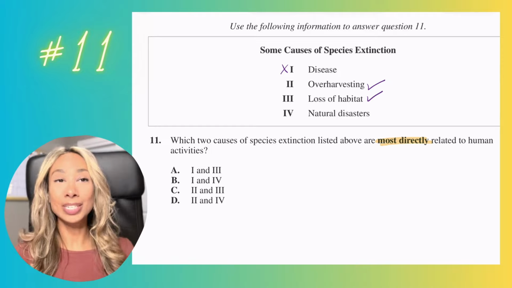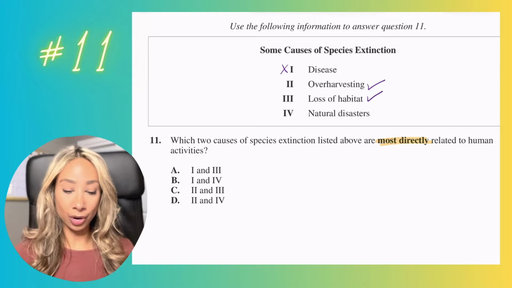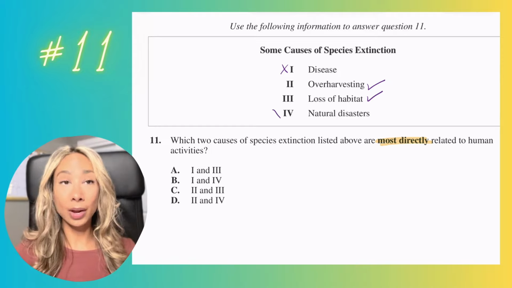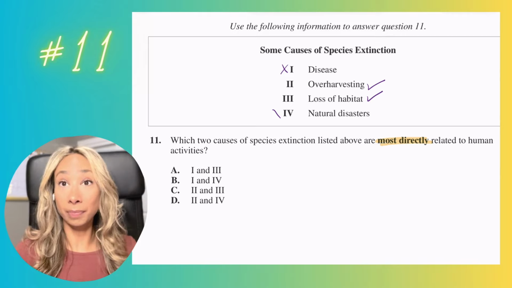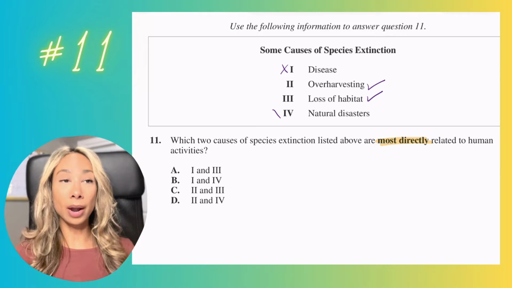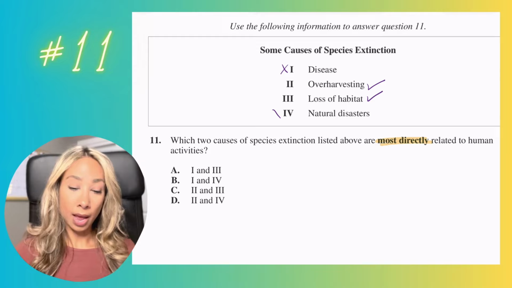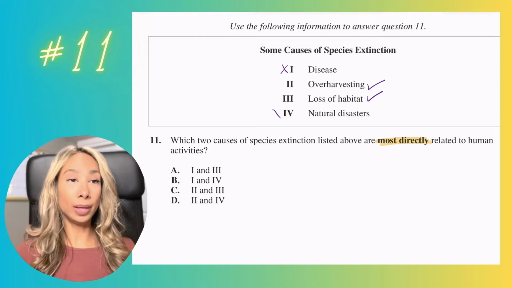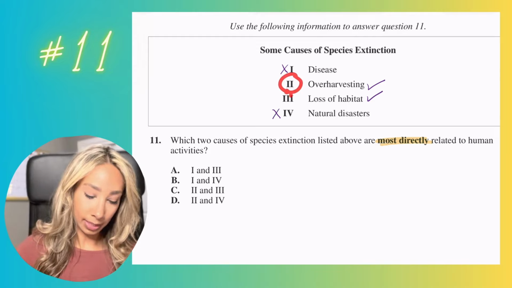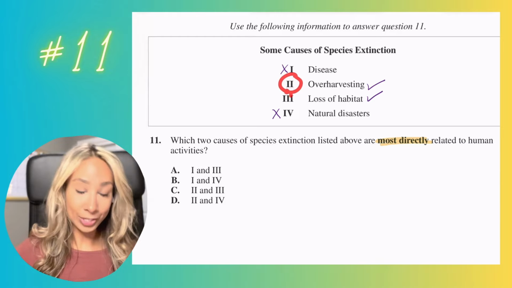Our fourth option is natural disasters. Well, natural disasters are not really in our control. That's something that all species in the world can get affected by. So that means our answer to this question is going to be anything with the options of 2 and 3. And so I see that right there, that's going to be option C. So our answer to this question is C.